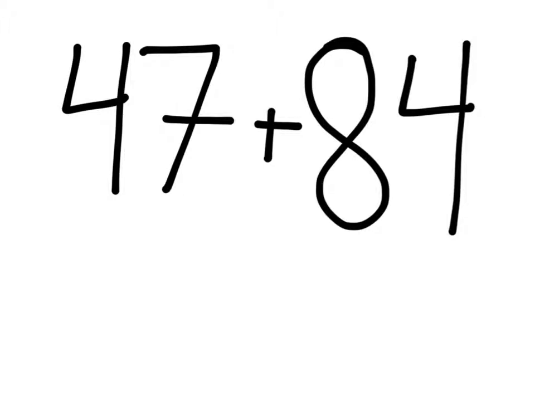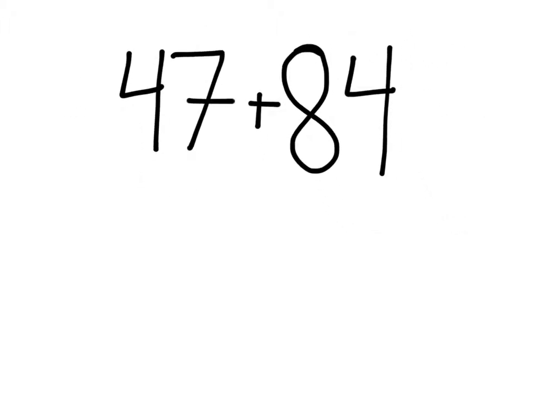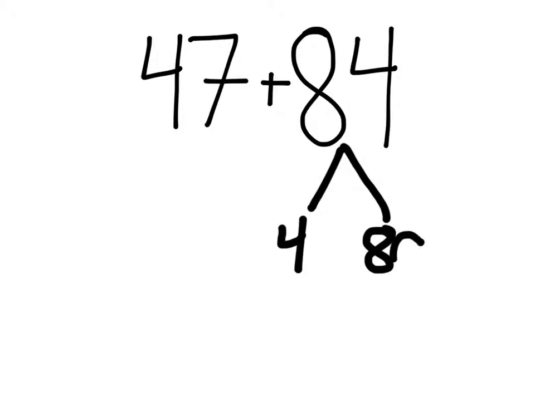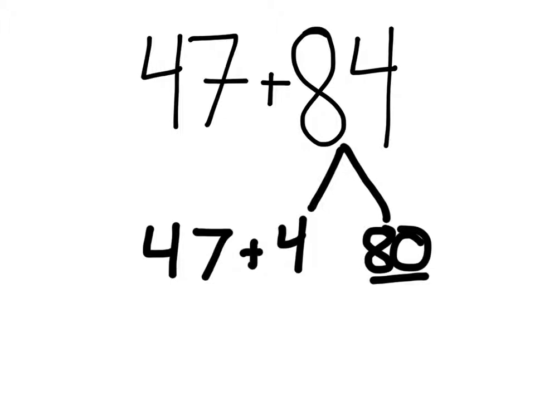I'm going to start by taking this problem and seeing how I can use number bonds and the distributive property to make this a problem that may be easier for us to solve in our heads. Let's start by looking at 84. And I know that using number bonds, 84 is the same as 4 plus 80. Well, 80 is a nice easy number to work with because it ends in that 0. So all I'm going to do is now take my 4 and add it to 47. So I have 51 plus 80.